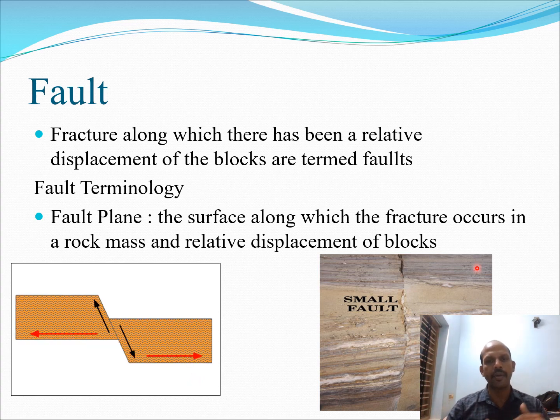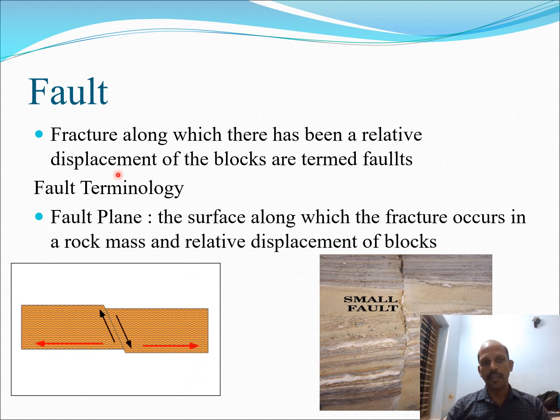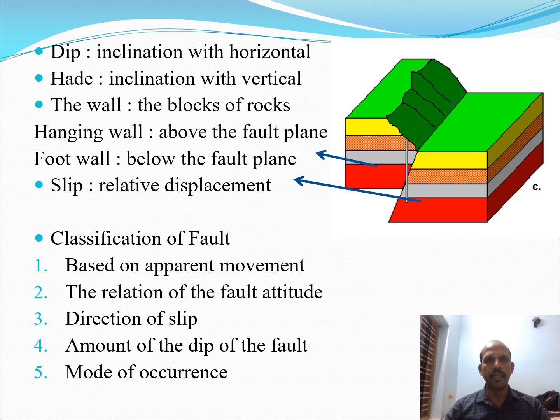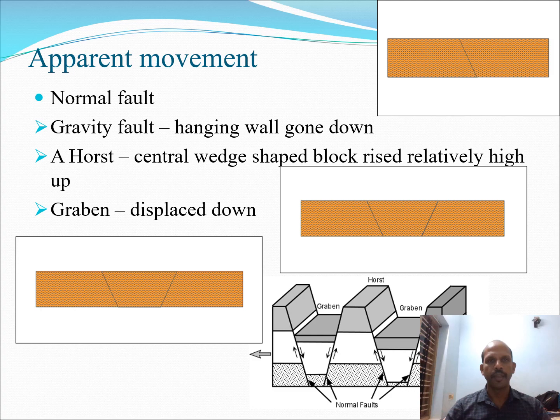The blocks slide past one another, and during this process you get the fault zone, shear zone. So you have got dip, hade, the wall, slip. So classification of fault: based on apparent movement, the relation of fault attitude, direction of slip, amount of dip of the fault, and mode of occurrence, you can classify these faults.